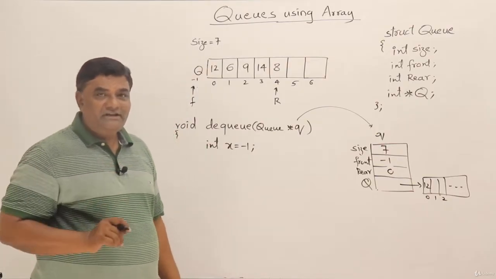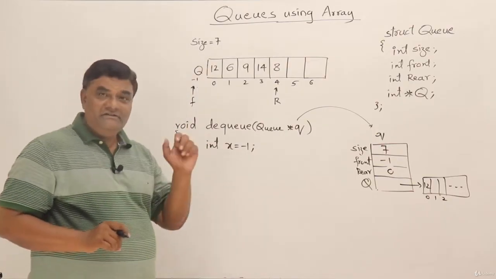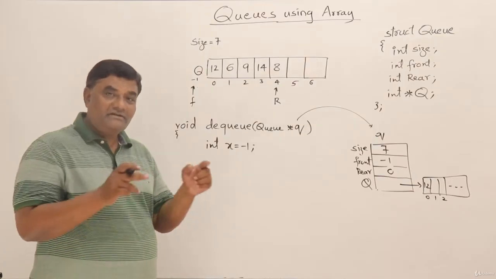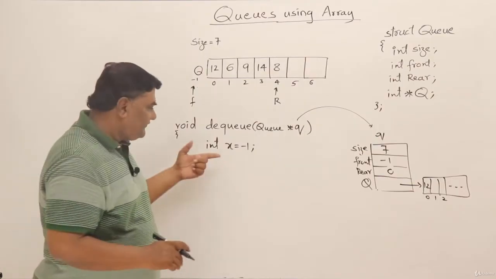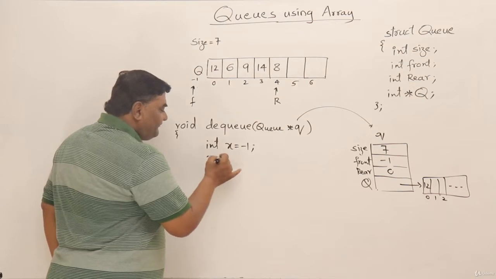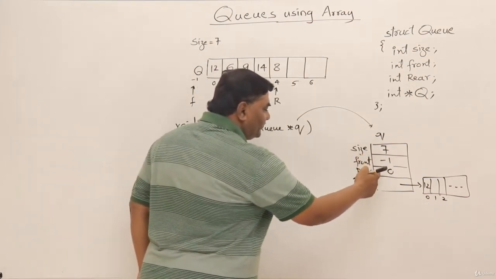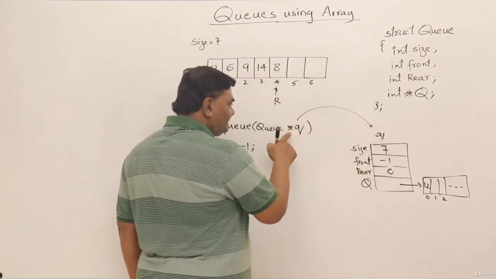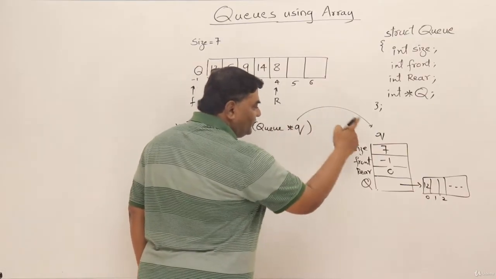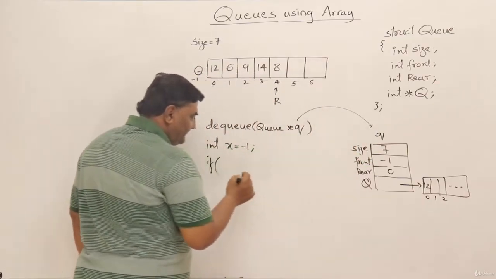So what is the condition for empty? If front and rear are equal, we cannot delete. So if front and rear are equal, it is empty. So first I should write the condition that if front and rear are equal, so whose front and rear? Queue's. So I can access this using the arrow operator. Queue's front and queue's rear, if they are equal.